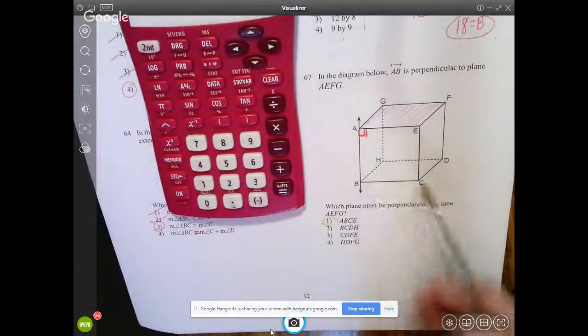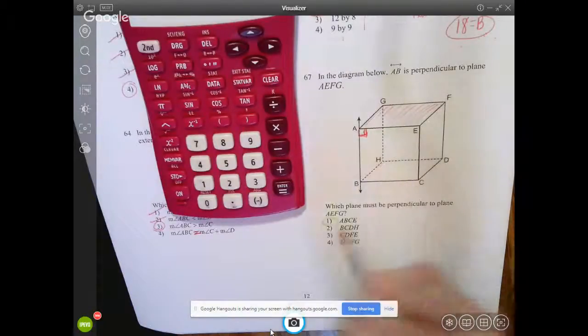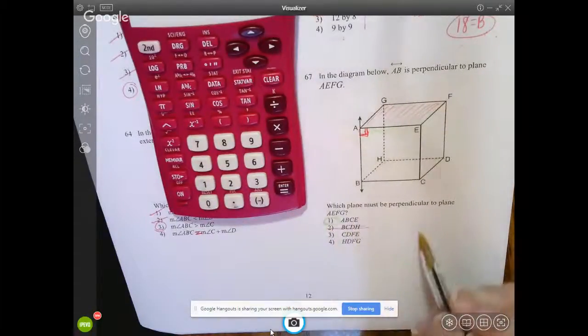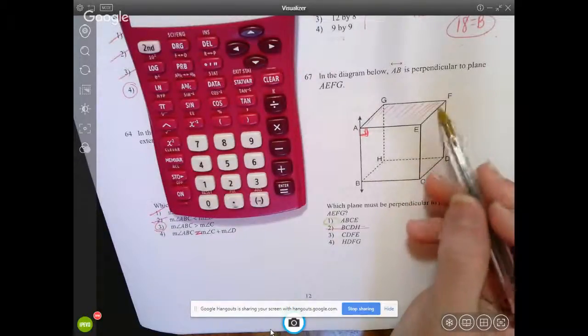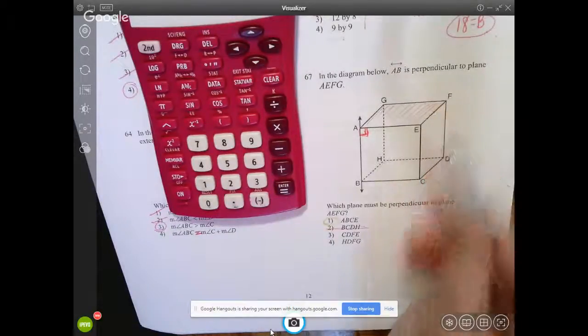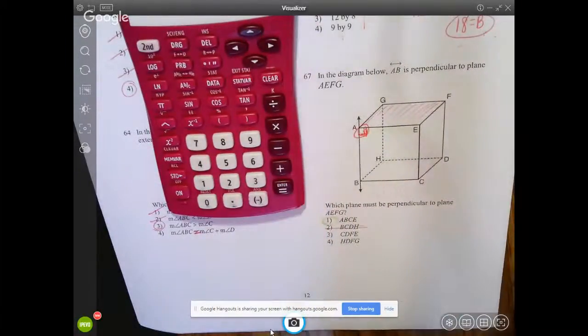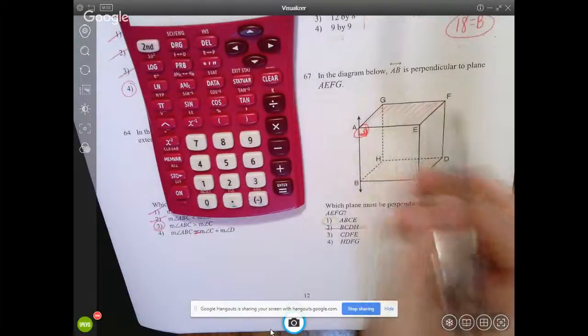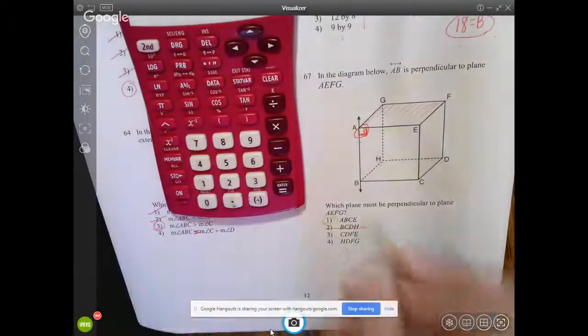Even though BCDH, that's all the way down here. So that would be parallel, not perpendicular. So that's why it's not 2. CDFE looks perpendicular, but we don't know it is for sure because there's no right angle. The only thing that has a right angle is this plane. And then the other one was HDFG, which is the other side, which again is not touching the line. So it's really important that it touch the line. So it's choice 1.